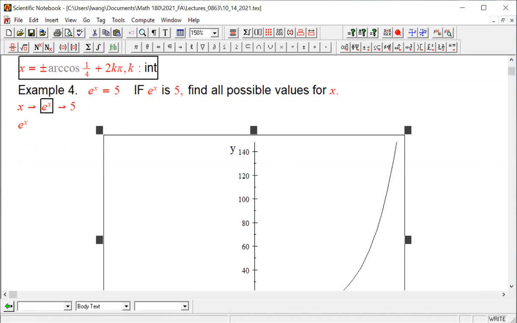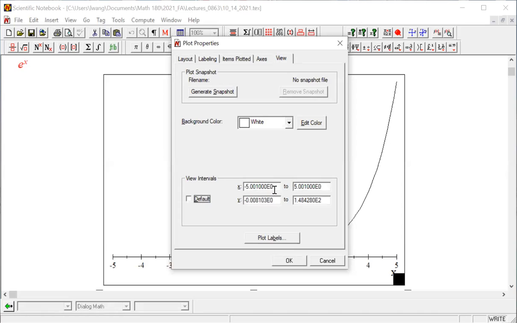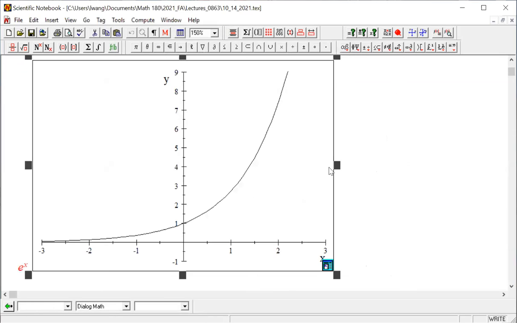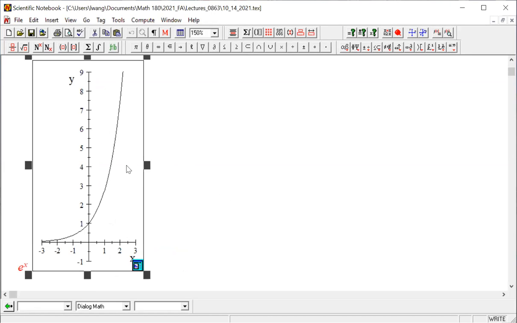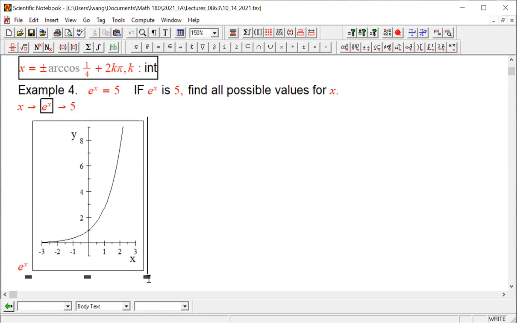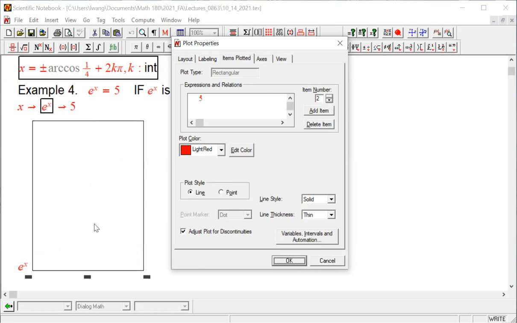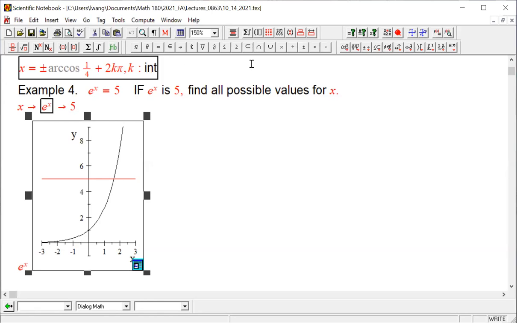We know the graph of e to the power x, don't we? Right? We know this picture. And we know the output is 5. So the output is 5. And what is the crossing? At the crossing, there's an input we're looking for. So this point, the input is unknown. The output is 5.